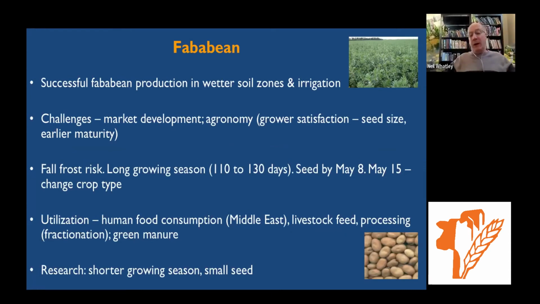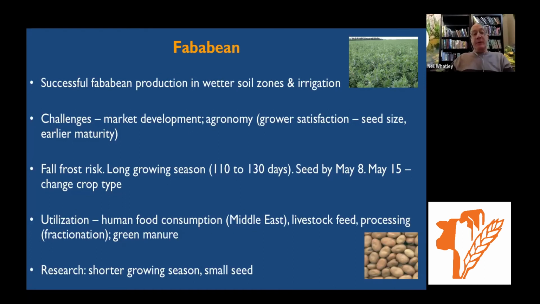Faba bean, though, grows well. We know we can grow it. And I know people in your area, some people listening here may have grown it. So it's successful faba bean production in wetter zones, mostly black, gray soil zones in Alberta and south in the irrigation area. Challenges: it's got market development. The market development isn't refined yet, and agronomy researchers are working on smaller seed size because the seed is fairly big with most varieties and can be a bit of a problem in the air seeder.